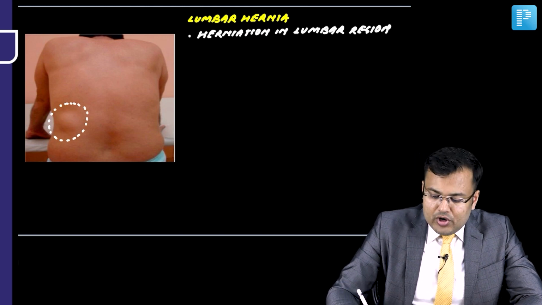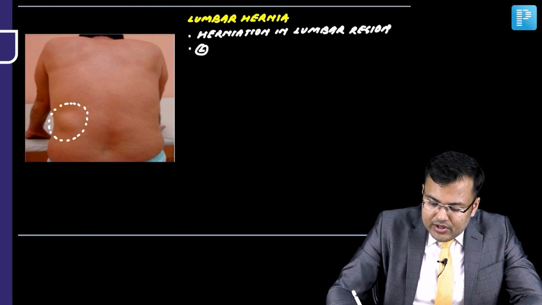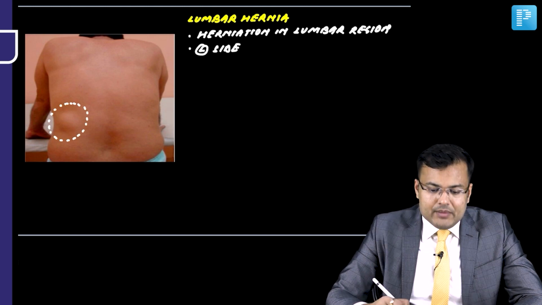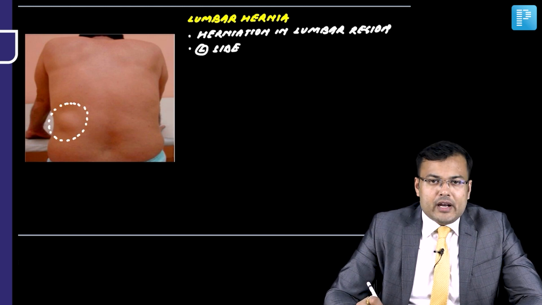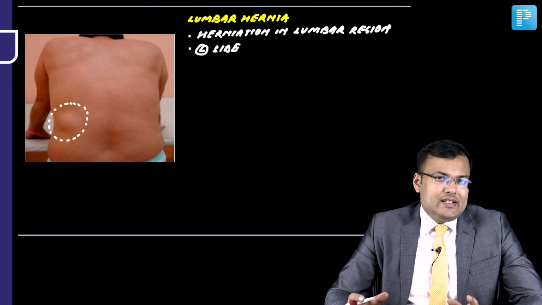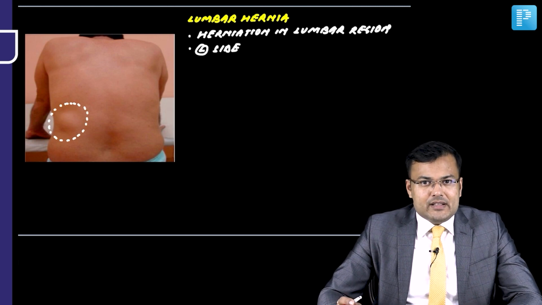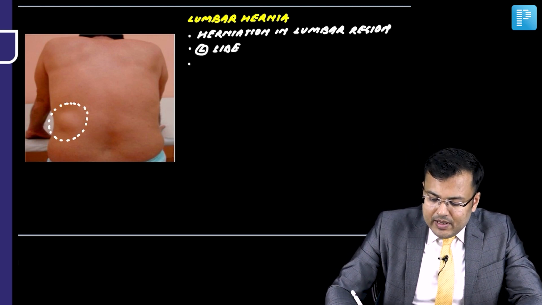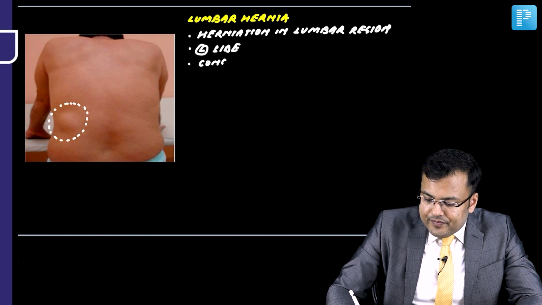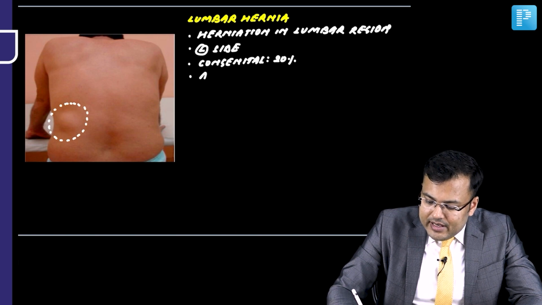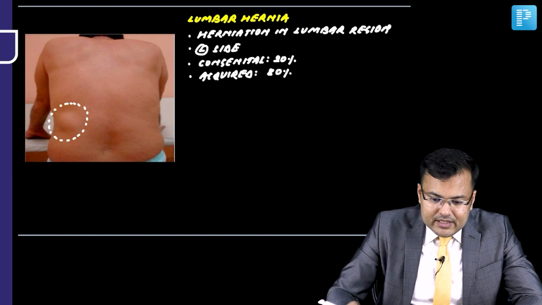Clear? It is more common on the left side, as you can see in the image. What are the types? It can be congenital or acquired. In 20% of cases it is congenital, and in 80% of cases it is acquired. Clear?